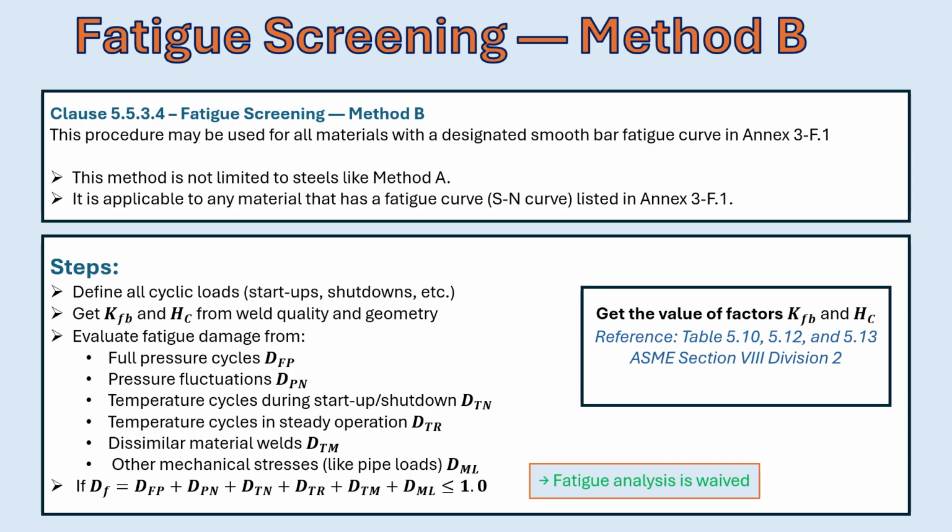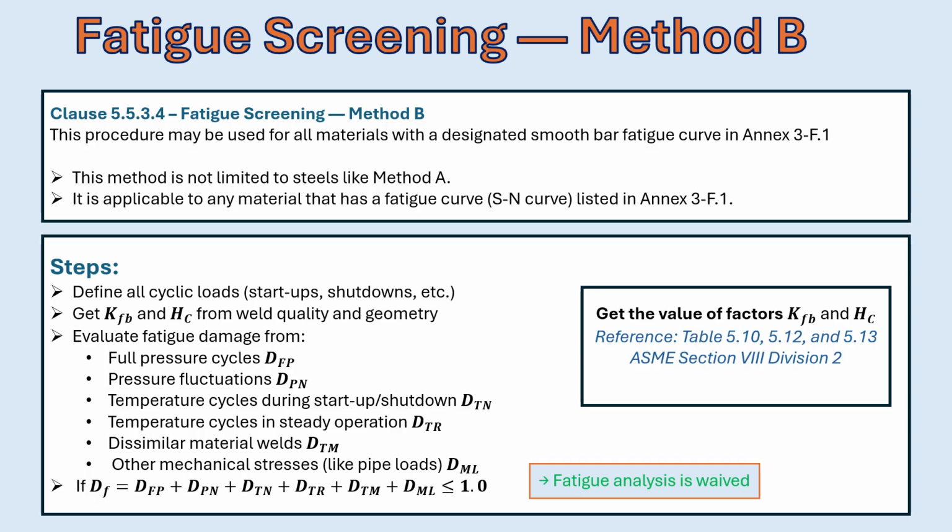Then the most important part is to get Kfb and HC from weld quality and geometry. So Kfb depends upon the weld quality and HC depends upon the geometry. These are the factors we need for this method, and we can refer to Tables 5.10, 5.12, and 5.13 of ASME Section VIII Div 2 to get these values. We'll come to it in the later slides, how to find the values of Kfb and HC.